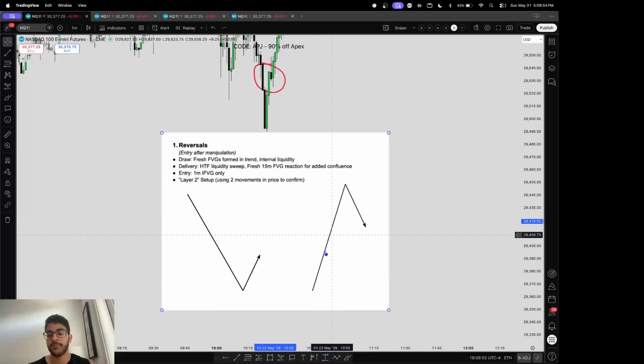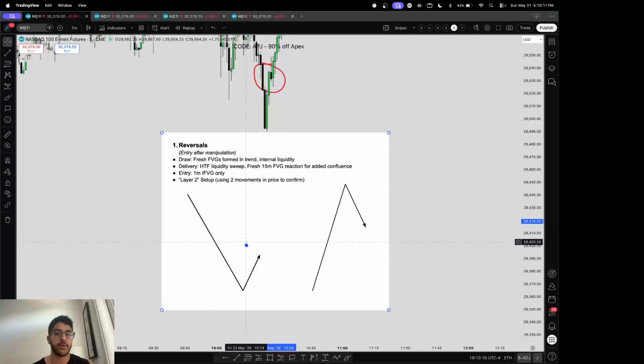Or vice versa. If we've just ran up, right, and now I'm looking for shorts, my draw in this reversal situation is going to be opposing fresh FVGs. My delivery is that sweep of either sell side or buy side, paired ideally with a reaction to like a 15-minute FVG. So if we're looking to go long, I want to see market have retraced into an old 15-minute FVG, shoot out of that, vice versa for shorts. And I'm only taking 1 minute inversions.